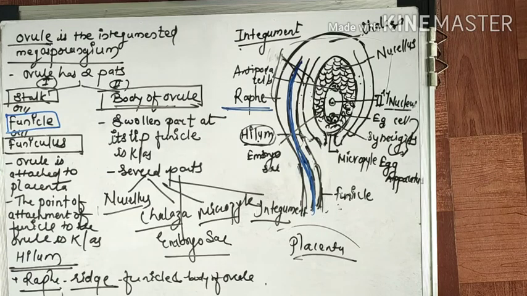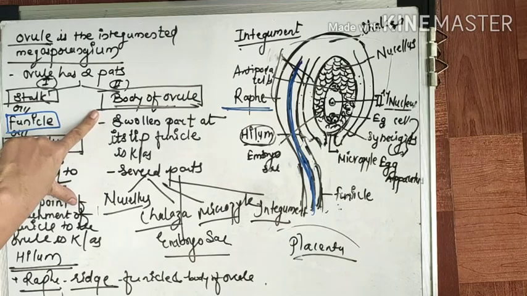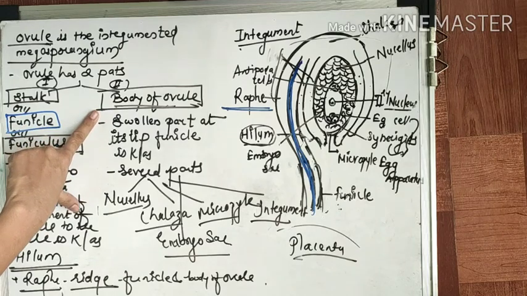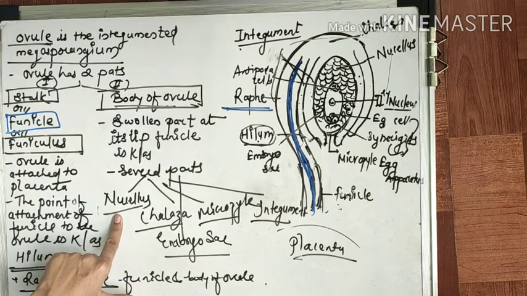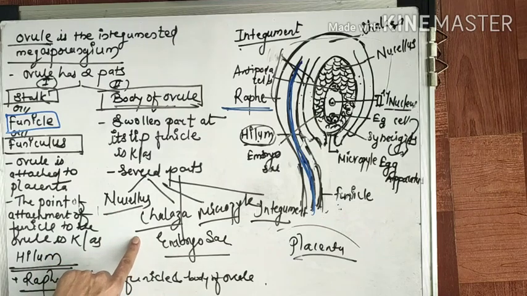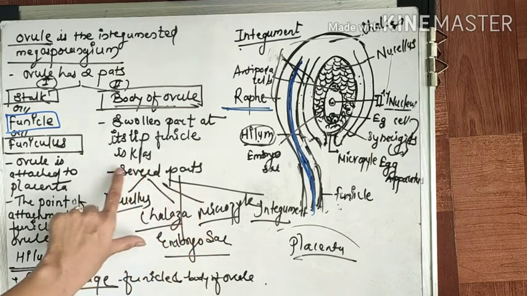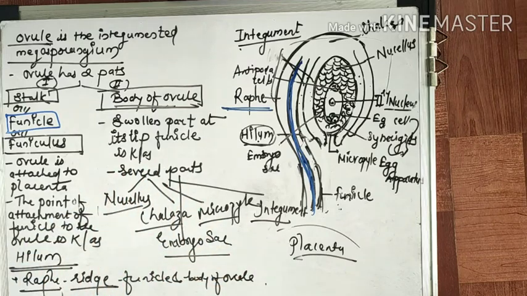Got it? Again I repeat this point. As you know, what is the body of ovule? You can see the funicle bears a swollen part at its tip. That structure is called the body of ovule, and it is made up of nucellus, chalaza, micropyle, integument, and embryo sac. We will discuss all these parts one by one.